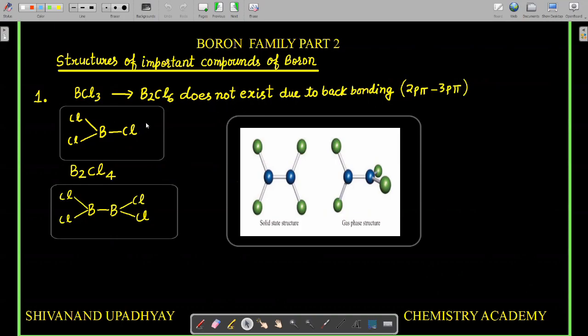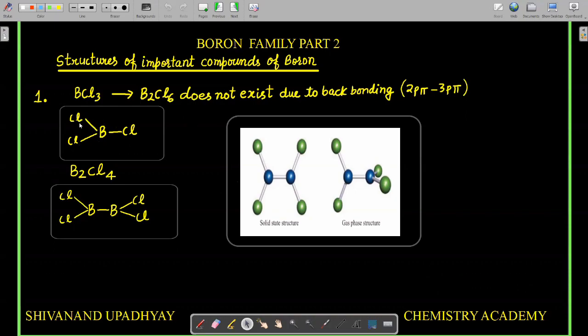BF3 is also a Lewis acid, right? And the dimerization of BF3 does not take place because there is back bonding. And back bonding is maximum in the case of BF3. In the case of BCl3, back bonding is there, but it is less effective with respect to BF3, because there the back bonding exists between 2p pi and 2p pi. Here, the back bonding exists between 2p pi and 3p pi, which is because of the difference in the size of the p atomic orbitals. The overlapping is not that effective, right? But it is sufficient that BCl3 does not exist in the form of a dimer.